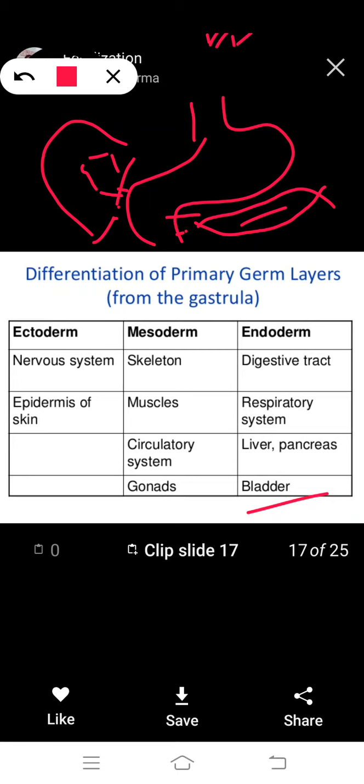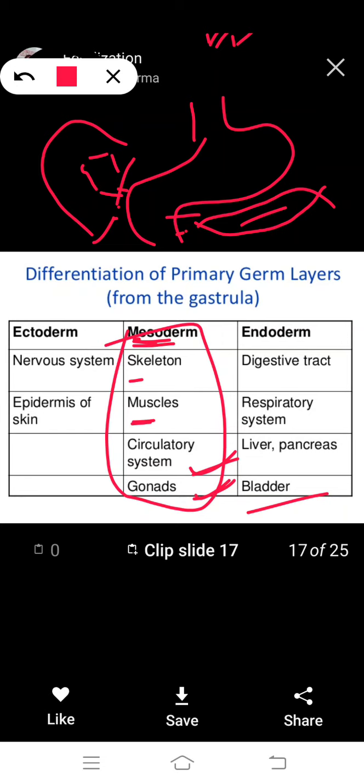Next, the muscle is important. We know it: M for mesoderm and muscle. Muscle is attached to the skeleton; it is very easy to identify. Next we observe the circulatory system and gonads. Gonads mean the organs where eggs and sperm are released. It is important; these come from mesoderm. Very important. And ectoderm.